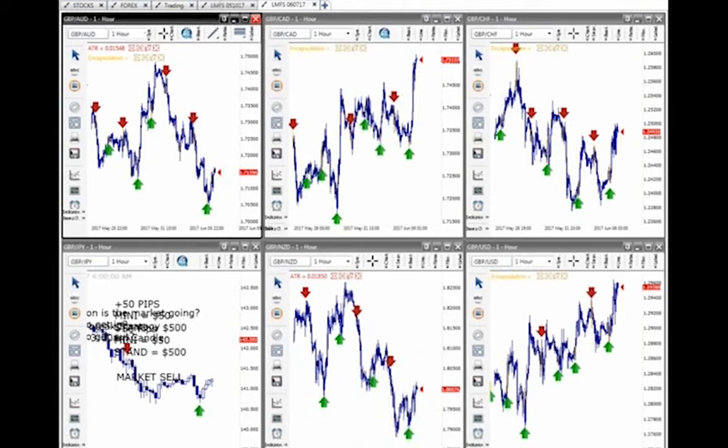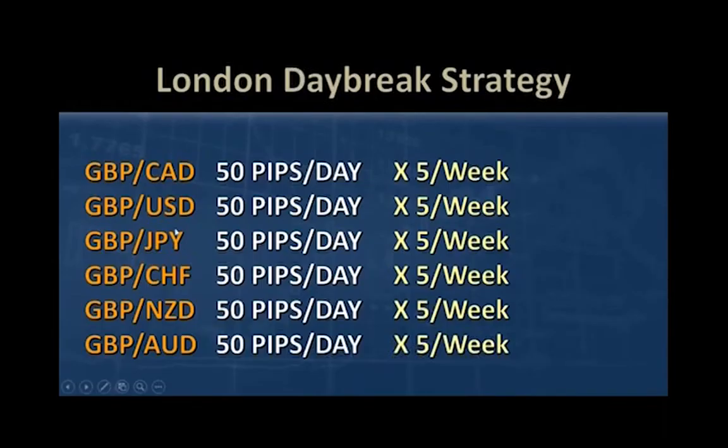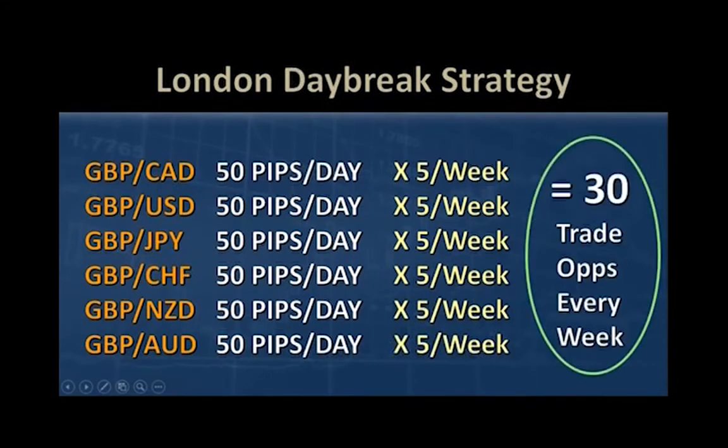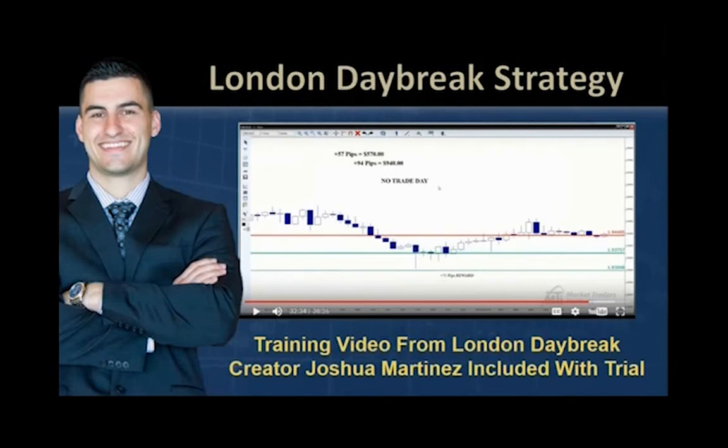Now, once again, that was the London Daybreak trading strategy. 6 different currency pairs going after 50 pips per currency pair per day. That's going to give you 30 opportunities each and every week. So the question you have to ask yourself, even with just a little bit I just showed you here, do you think that you'd be able to capture maybe 1 or 2 of these each and every week, especially if you have a video from Josh, the creator of the strategy, going into more details explaining how this actually works here.